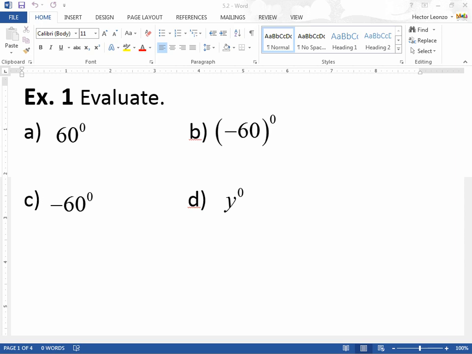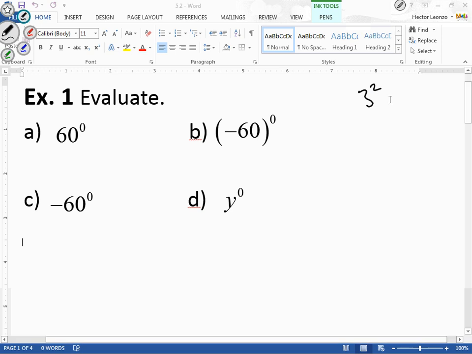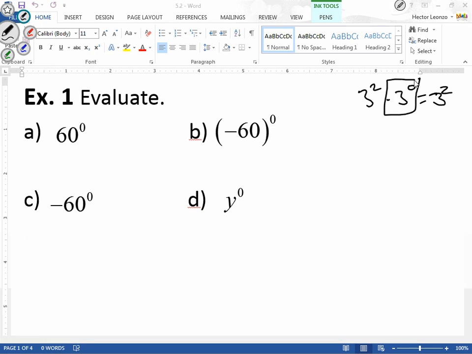Now, section 5.2, we're still dealing with exponents, but we're going to talk about the exponent of 0. Before I do that, let's say I had 3 to the second times 3 to the 0. I know in the last section we talked about when the same base, we just add the exponents, so 2 plus 0, I get 2. That means that 3 to the 0 did nothing, but I got the same answer.